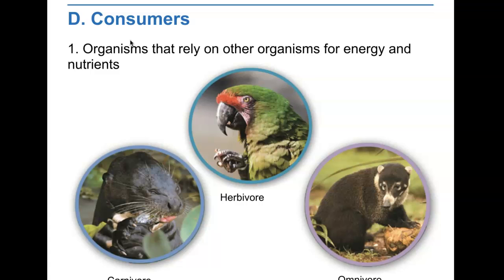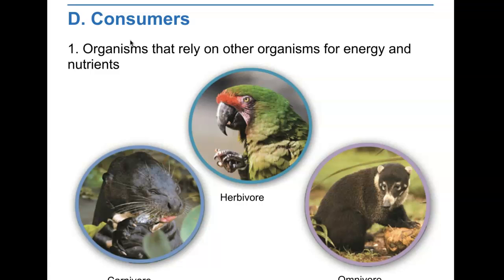Herbivores, like this military macaw, obtain energy and nutrients by eating plant leaves, roots, seeds, and fruits. Common herbivores include things like cows, caterpillars, and deer. Omnivores are animals that eat both plants and other animals. Humans, pigs, and white-nosed coatis are omnivores.